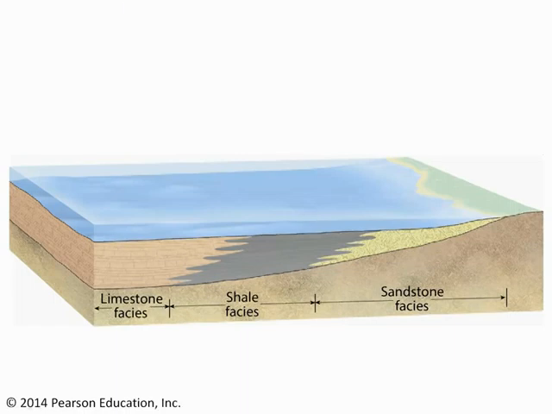One of the guiding principles is the facies concept, and the idea here is that different kinds of sediment can be deposited in different places at the same time. So in other words, if you were to go down to the beach today and examine the type of sediment there at the beach, you would find that it's perhaps sand.